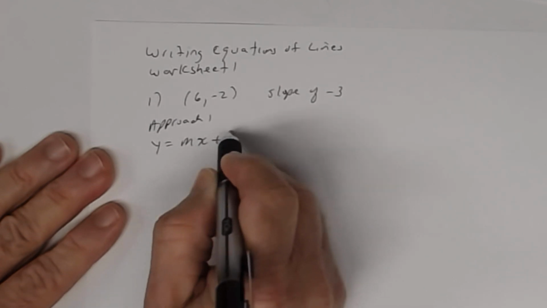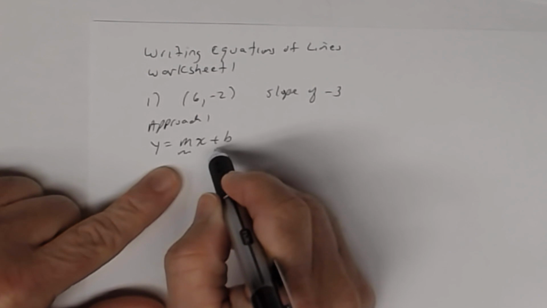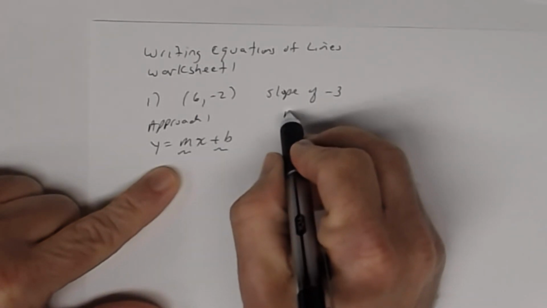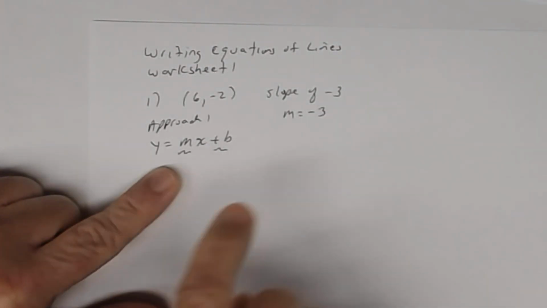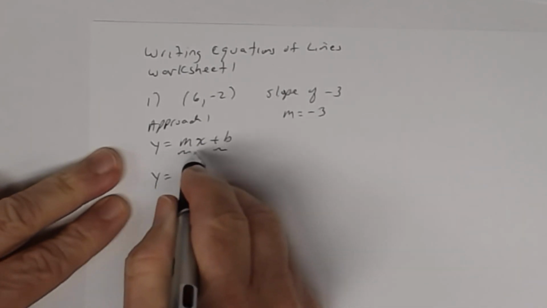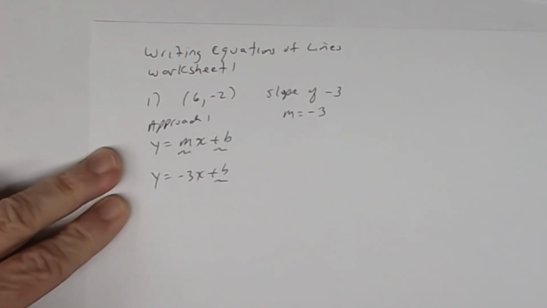So y equals mx plus b. In order to use this form, you have to know the slope of that line and the y-intercept. All you know is the slope. So remember the slope here is m equals -3. So there's your slope. So right now all I know is that I have y equals -3x plus b. And I got to somehow find what that y-intercept is.